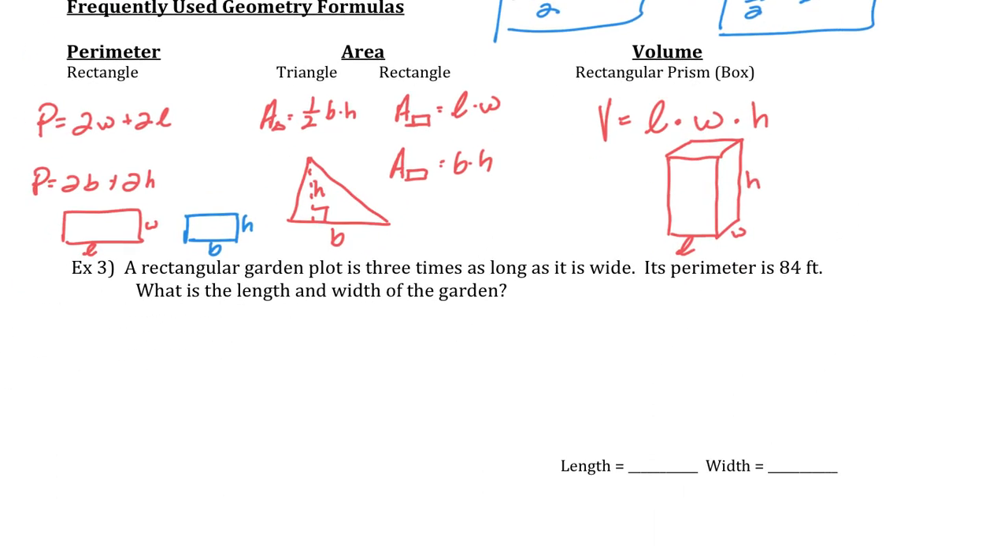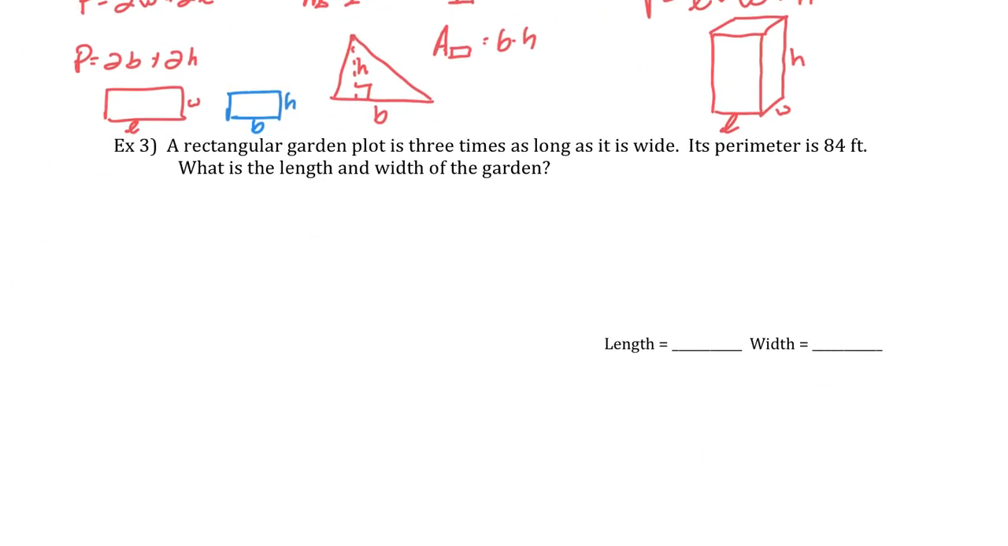All right, so let's do a couple more examples. Example 3, a rectangular garden plot is 3 times as long as it is wide. Its perimeter is 84 feet. What is the length and width of the garden? So we're talking about rectangular gardens, let's draw a rectangular garden. We could even put some pretty flowers in there if you want.